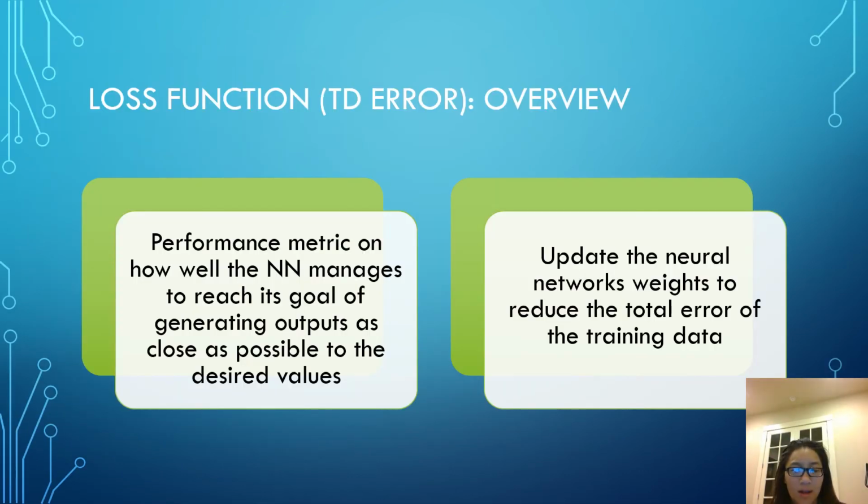So let's talk about the loss function, because the loss function is pretty integral and critical to the functionality of a neural network. A loss function is a performance metric on how well the neural network manages to reach its goal of generating outputs as close as possible to the desired value. A neural network tries to update its weights to reduce this loss function and reduce error between the predicted and the actual outputs.